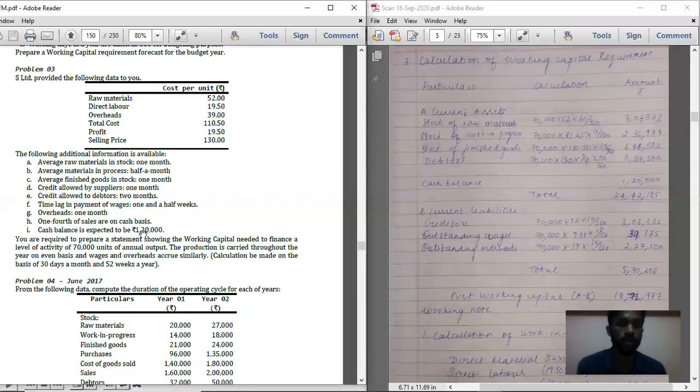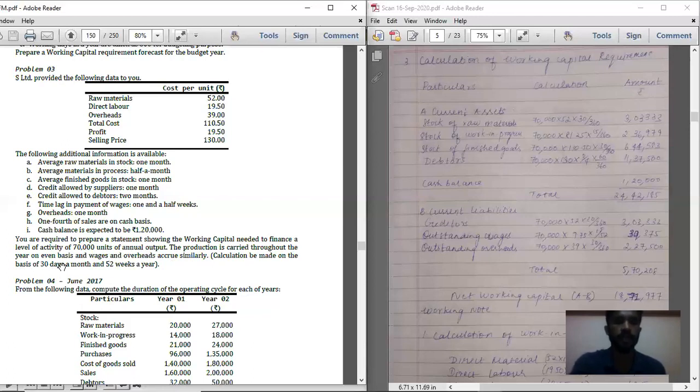So you are required to prepare a statement showing the working capital needed to finance a level of activity of 70,000 units of annual output. That is, annual production is 70,000 units. The production is carried out throughout the year on even basis.